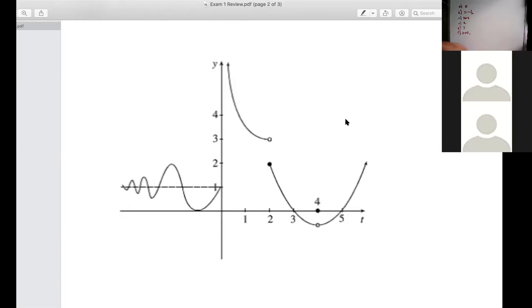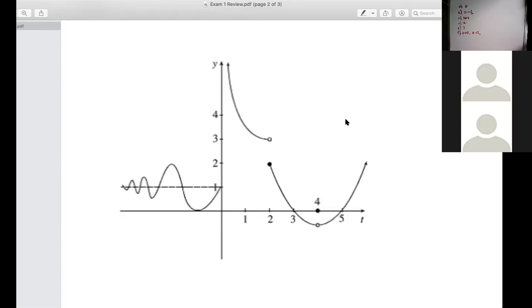There's a discontinuity at x equals 2. We'd have to pick up our pencil and drop it down from y equals 3 to y equals 2. So there's another place. Sometimes we'll call that a jump discontinuity. So x equals 2. And then at x equals 4, the graph is also discontinuous.